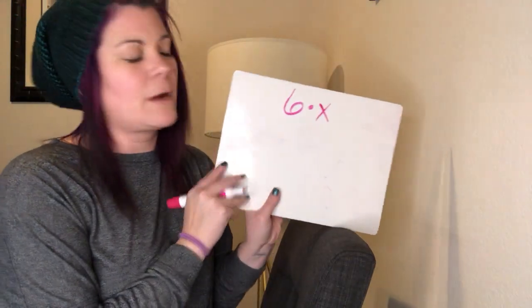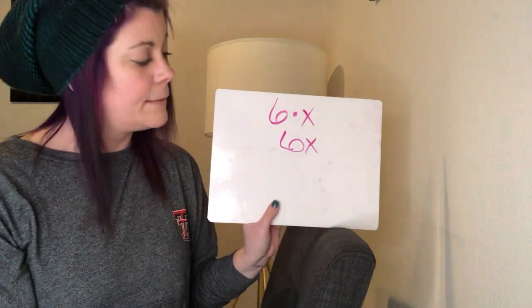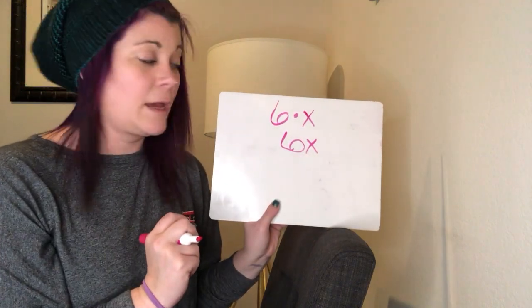Another one, 6 times a number. The word times means multiplication. 6 times a number. We don't have to write that dot. We can actually just write the 6 and the x side by side, because that means multiplication when there's a coefficient and a variable. So 6 times a number, that would be that.